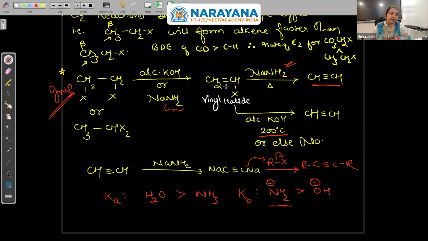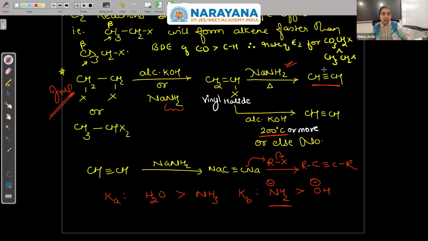So to overcome that difficulty, either I need a stronger base, which could be NaNH2, or you need high temperatures with the same poor base. Alcoholic KOH, 200 degrees centigrade or more. You can use temperature at least 200 degrees centigrade or more. Then you can find that yes, the second step dehydrohalogenation is possible. Otherwise, it will fail.